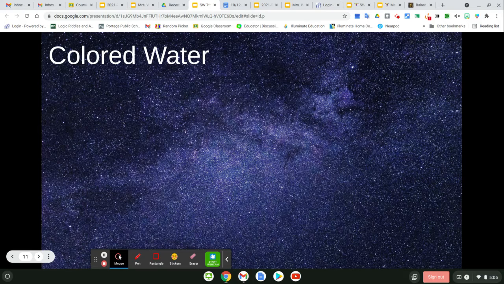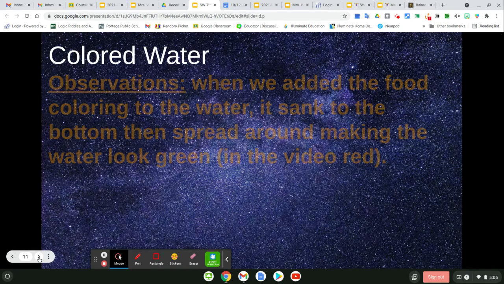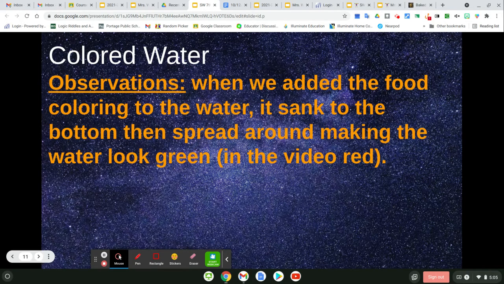All right, the station with colored water. This is the last station. The observations were when we added the food coloring to the water. First, the food coloring sank to the bottom of the beaker, then spread around the beaker, making the water look green. And in a video with Mr. Blackman, he used red food coloring. So in the video, it was red.